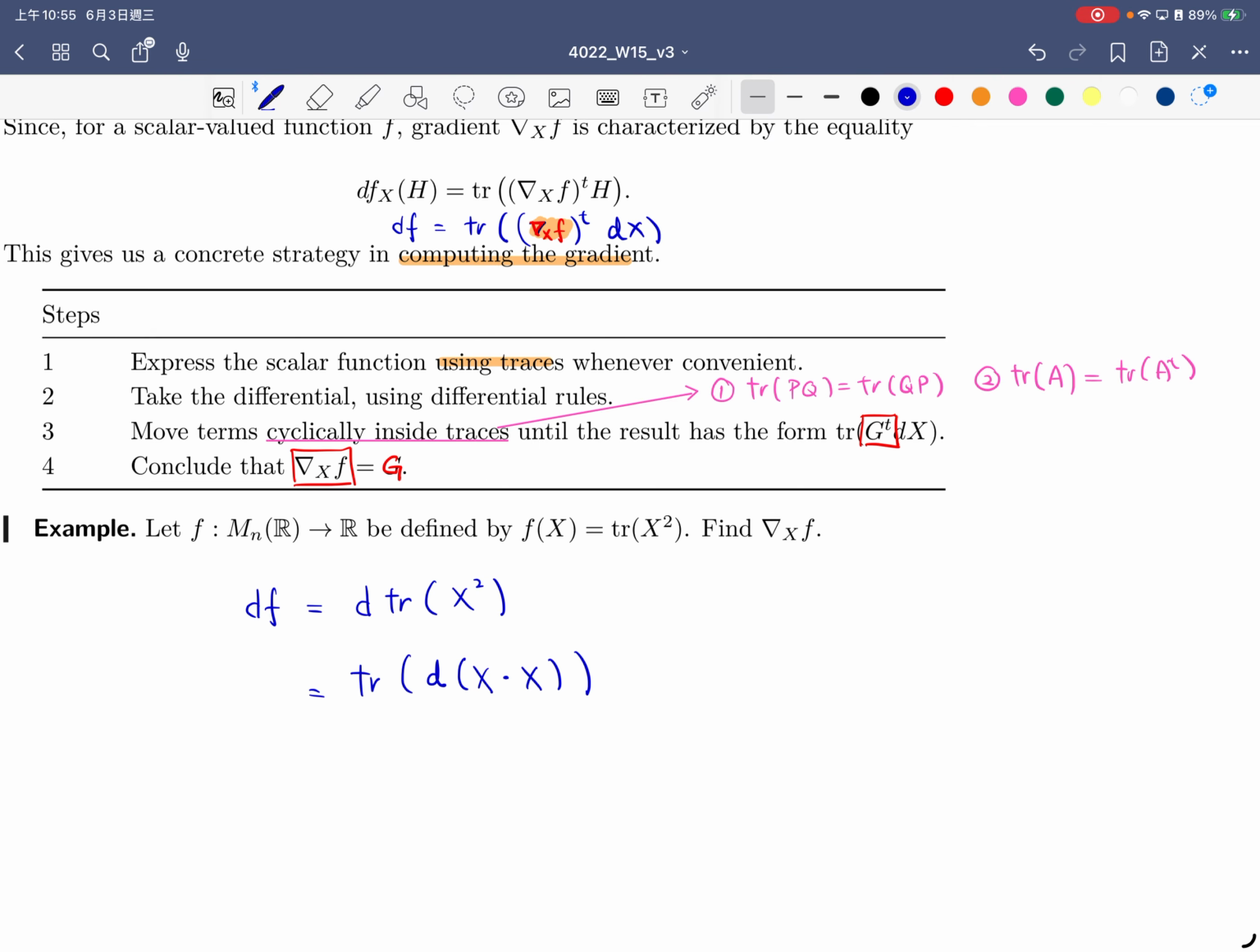And now you start doing differentiation. X times x is a product, so you want to use the product rule. Product rule, okay? The product rule will give you, this will become the trace of dx times x plus x dx.